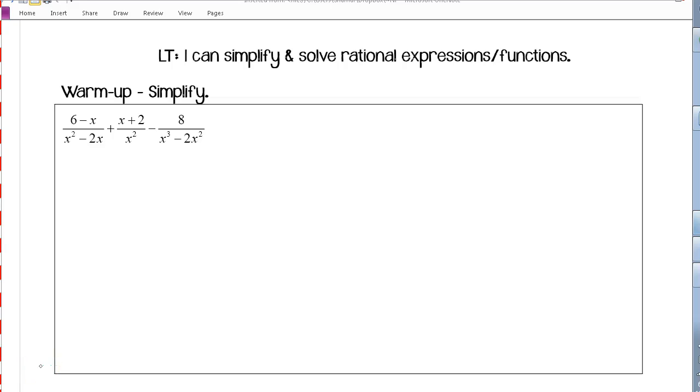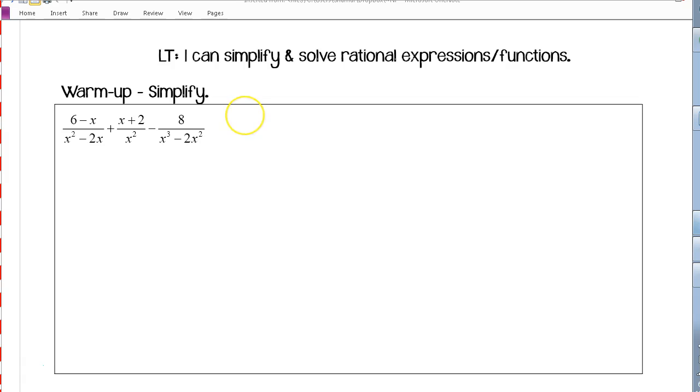This is Mr. Martin. These are video notes for solving rational functions, solving rational equations. So we're going to start with a little warm-up here because the skills that we learned in the previous sections of the unit we're going to need to use when we're solving rational functions. So we're going to simplify this expression, and we know that we're going to need a common denominator.